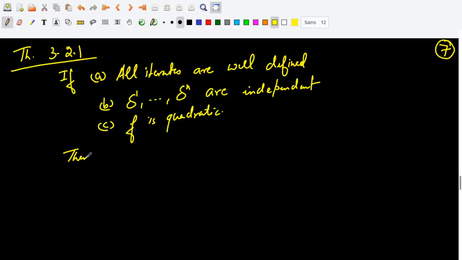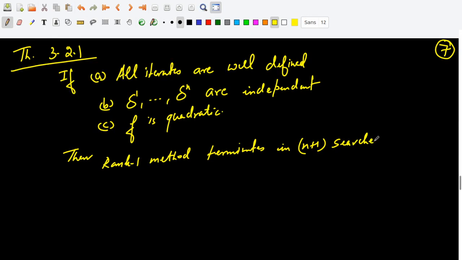So then what this theorem says is a rank 1 method will terminate in n plus 1 searches exactly, or sometimes even less, okay, but never more than n plus 1 searches. The proof of this theorem is not too complicated, and you can try to understand it yourself. But it says that at least when function f is quadratic, I have finite convergence.